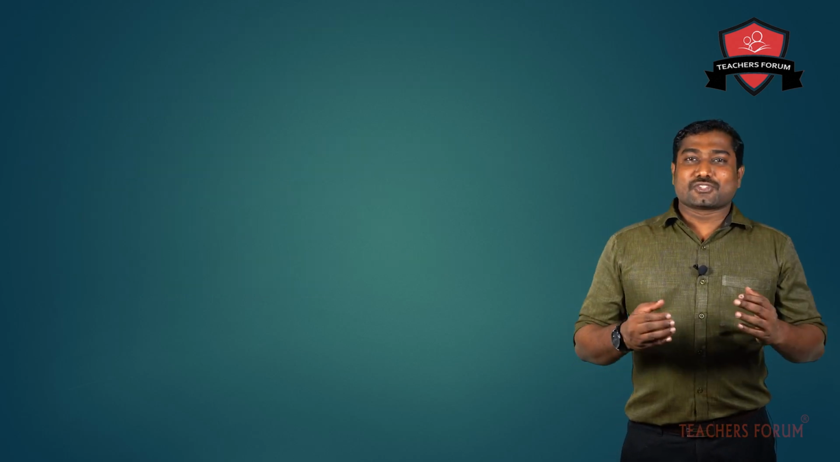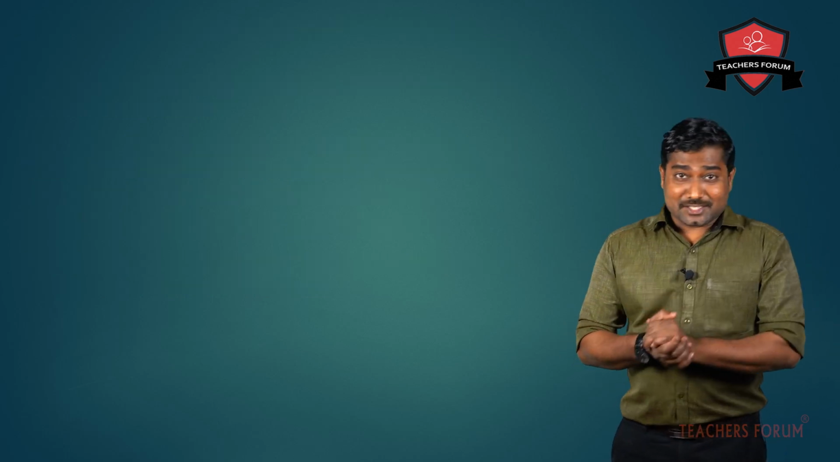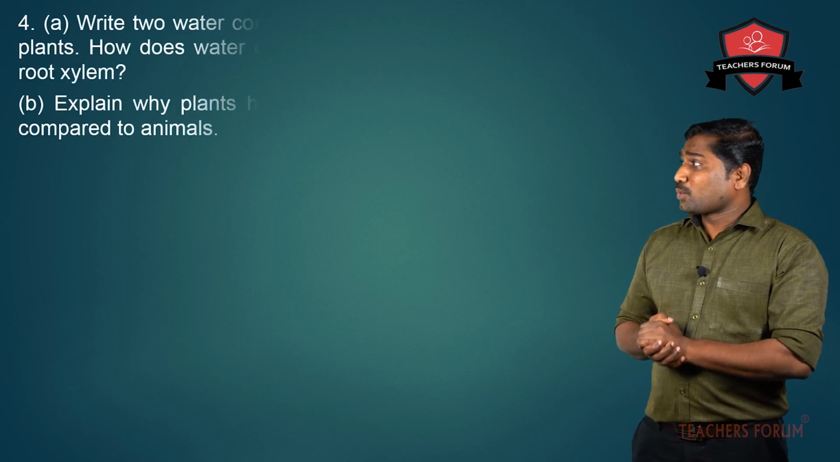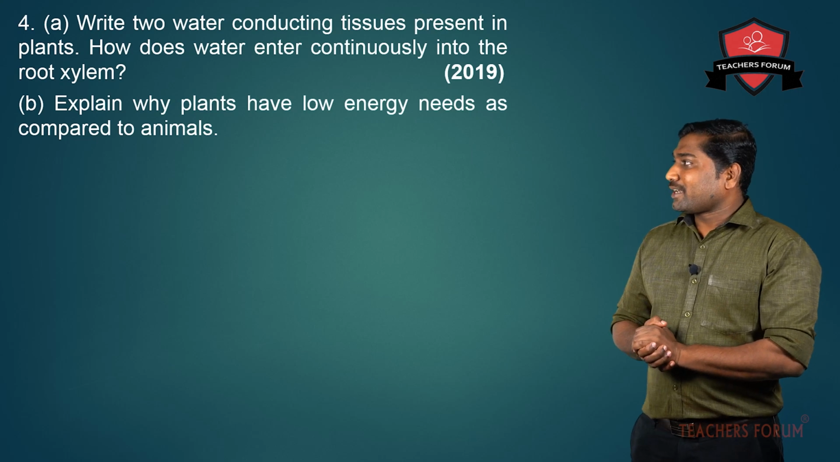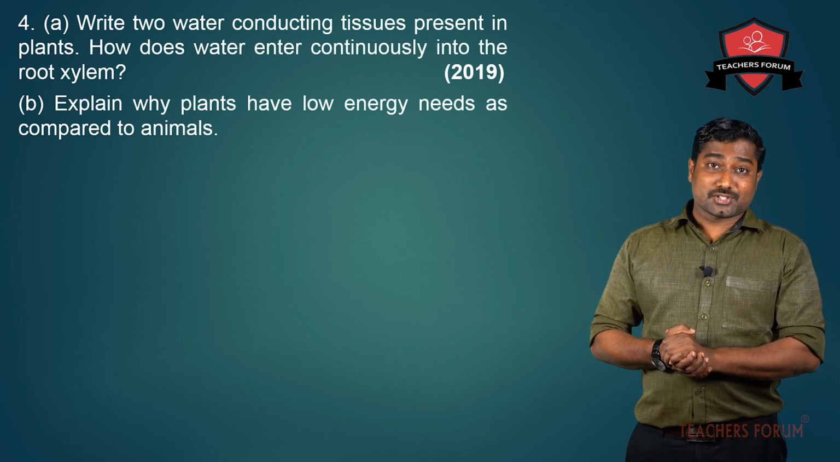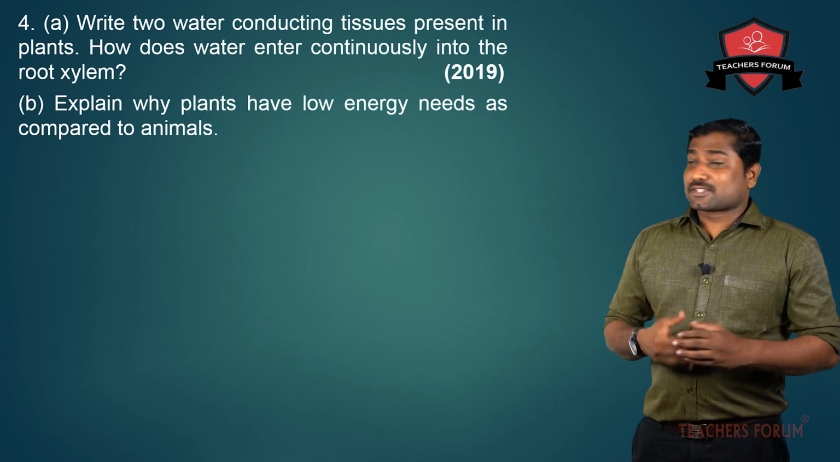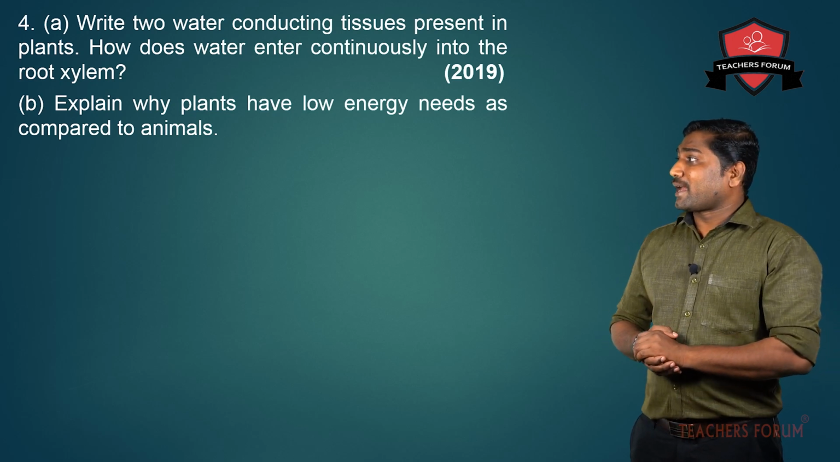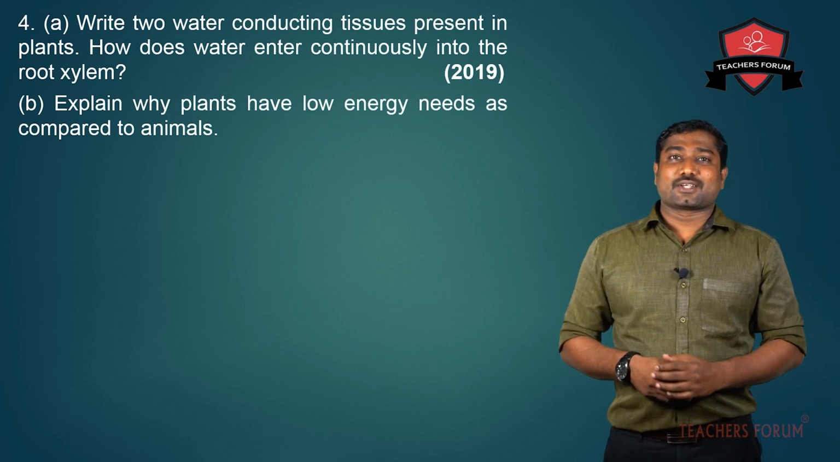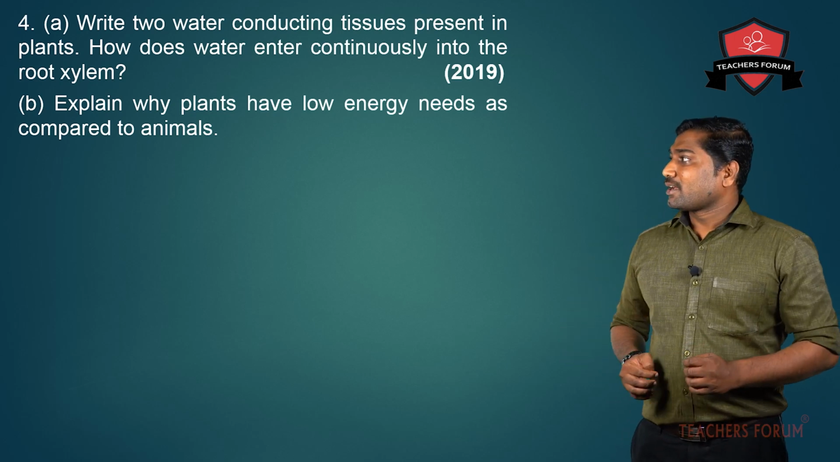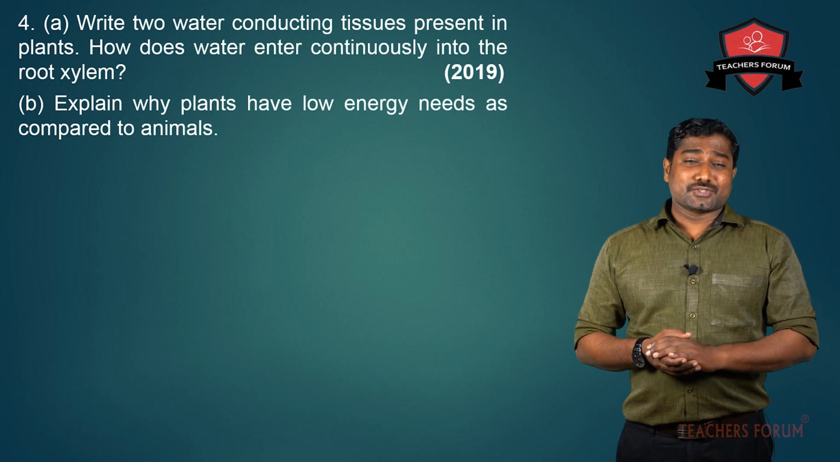Next question, it also has 2 sub-questions. First sub-question, write 2 water conducting tissues present in the plant. How does the water enter continuously in the root system? Next question, explain why plants have low energy need as compared to animals. So let's see the first question. Write 2 conducting tissues in the plant.